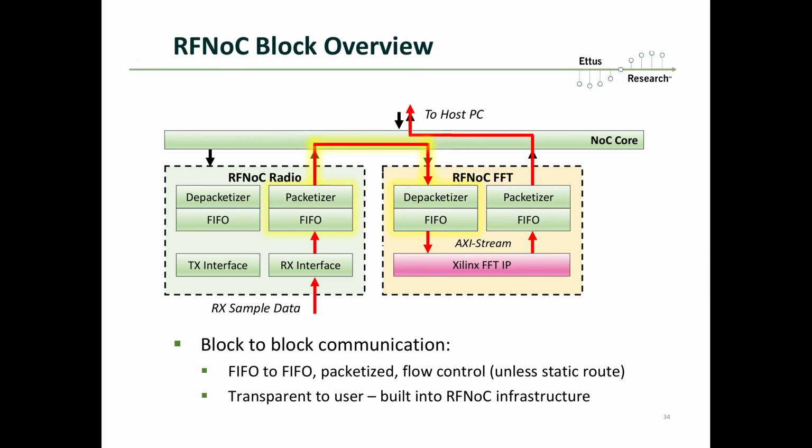There are also FIFOs for flow control, unless static routing is being used. All the items in green are automatically provided by the rfnoc framework. The item in pink is the user's custom logic, or IP, and is provided and defined by the user.